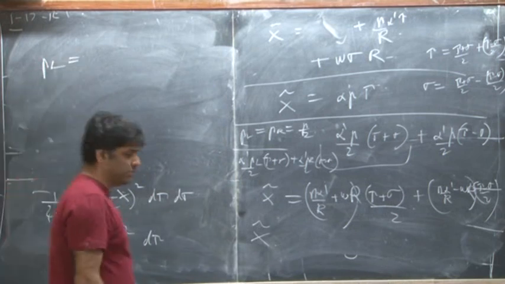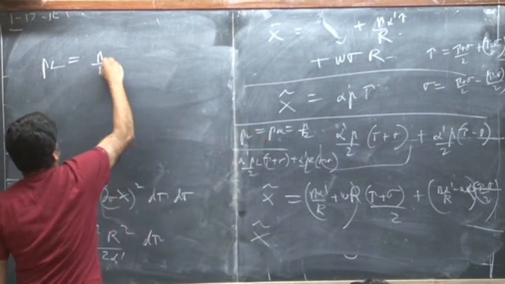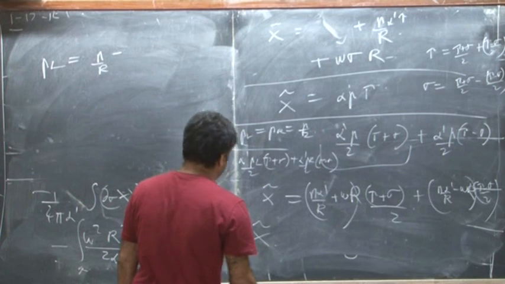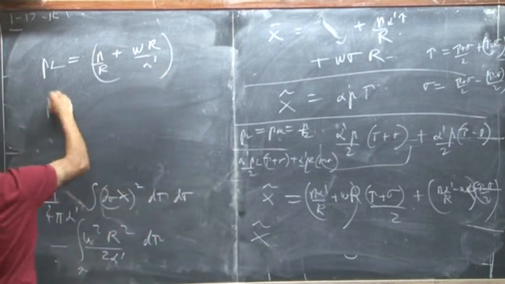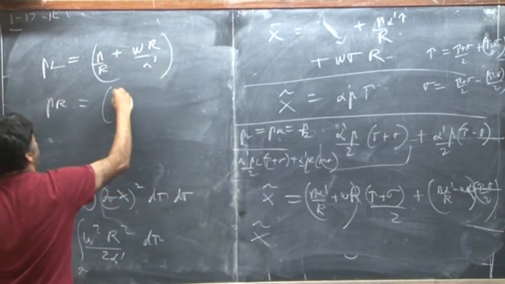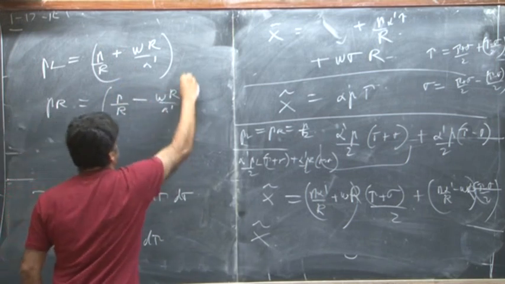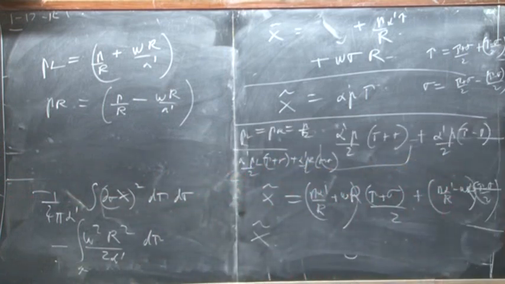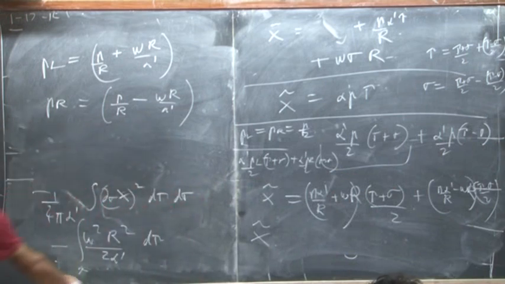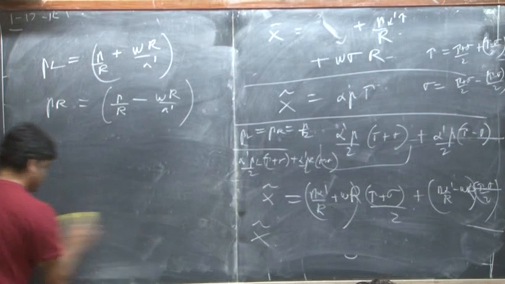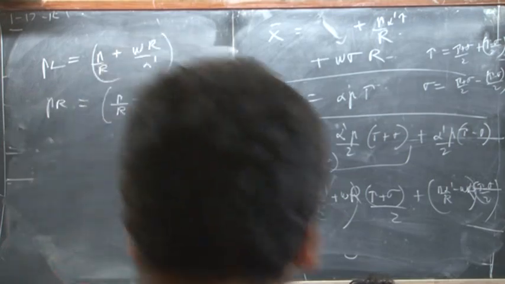So the formula: p left is equal to n by R plus omega R by alpha prime, and p right is equal to n by R minus omega R by alpha prime. Okay, is this clear?